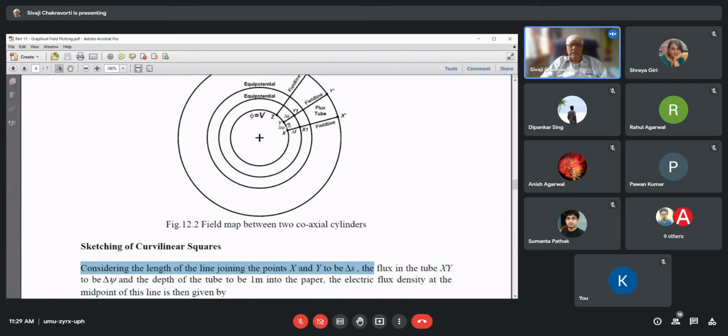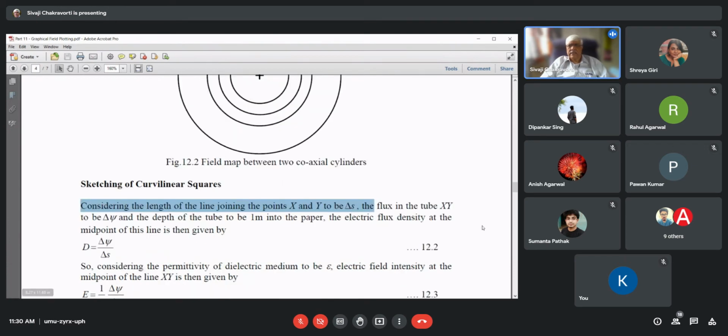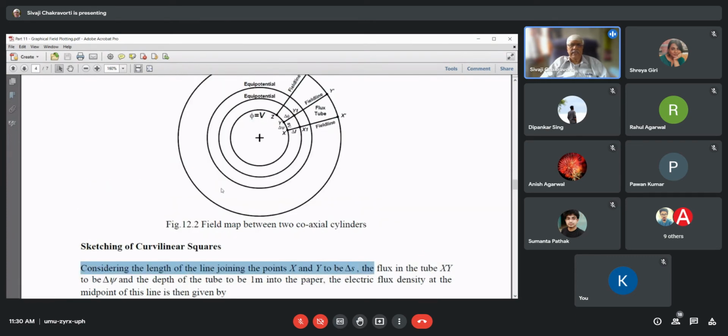Then what is the flux density? That will be del psi divided by del S into 1. Now why 1? Because we are considering a two-dimensional system. Therefore, we are considering unit length perpendicular to your display. So the area perpendicular to this flux del psi is del S, which is the length of the line between X and Y multiplied by the unit length perpendicular to the display. So that is written as equation 12.2, that flux density will be del psi by del S with respect to this diagram.